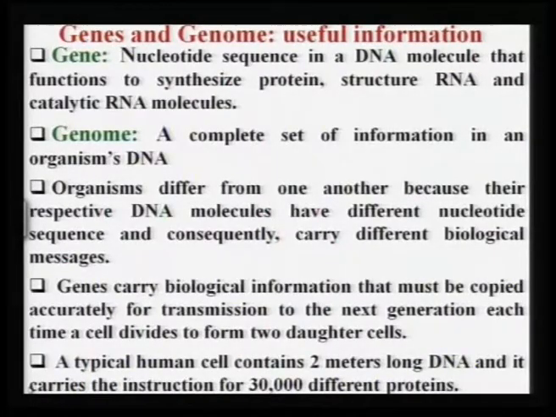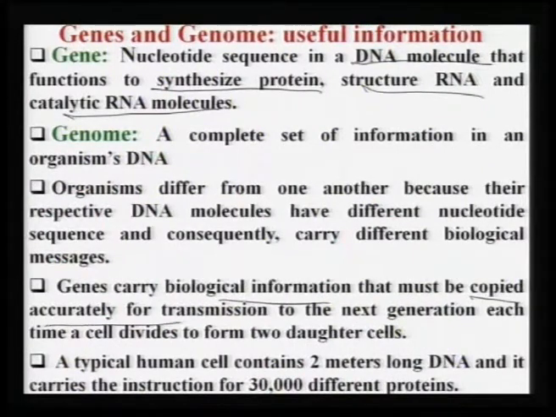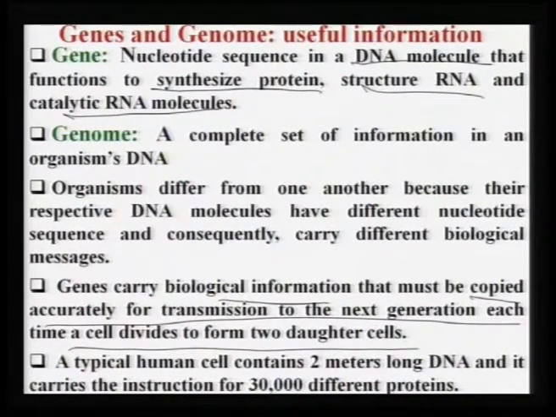In the beginning, what we mentioned is the role of the DNA molecule: it produces or synthesizes proteins, structural RNA and catalytic RNA molecules. And the other thing is that genes carry biological information that must be copied accurately for transmission to the next generation each time a cell divides into 2 daughter cells. What it means is that from one cell, if it goes to 2 daughter cells, each daughter cell must have a copy of its parent gene very accurately or precisely.